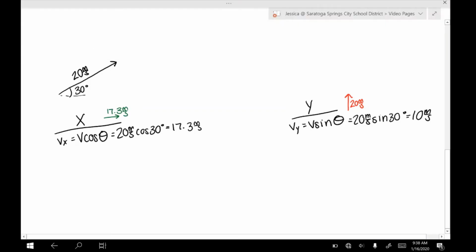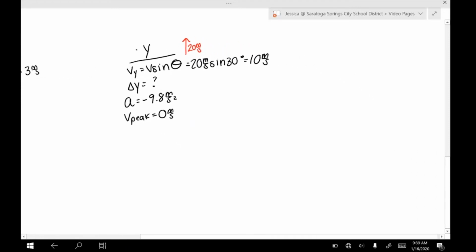So the most common things we might be asked to find for a problem like this are, first and foremost, probably the maximum height. Maximum height is a y direction thing, specifically a change in y. Remember, we know the acceleration in the y direction is negative 9.8 meters a second squared. We know that velocity at the peak, or that maximum height, is 0, which can occasionally be a v final in our equation. So an equation that has these four, and only these four variables in it, is going to be v squared equals v0 squared plus 2a change in y.